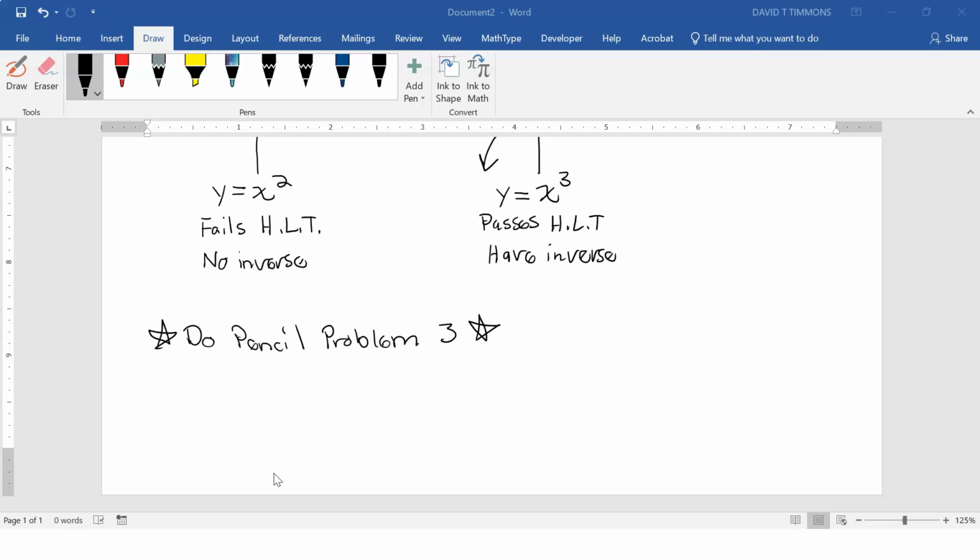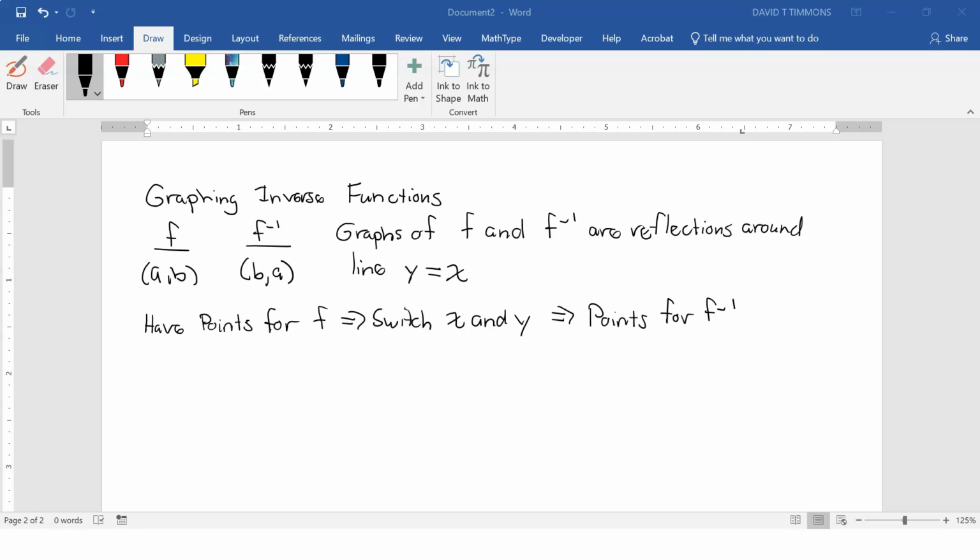Now do pencil problem 3 for a quick exercise. Now let's look at graphing inverse functions. So a function and its inverse have that relationship where the x and y values get switched. Now, on page 319 of your textbook, you'll see this topic introduced. And if you have a point on the graph of f, (a, b), notice if we just switch the x and y values, that's going to be the point on the inverse function.